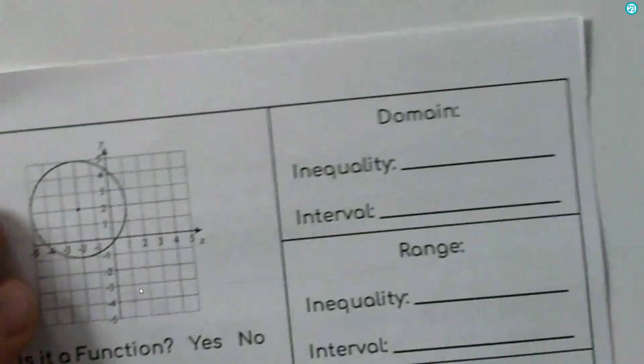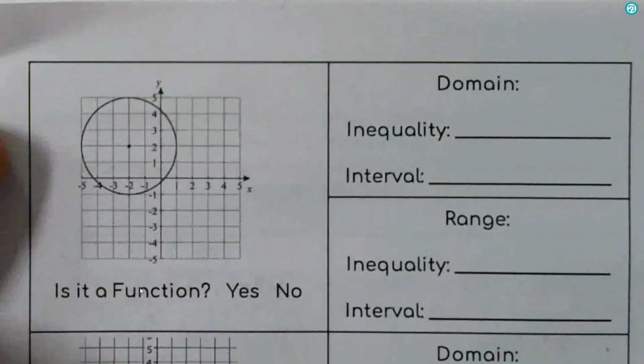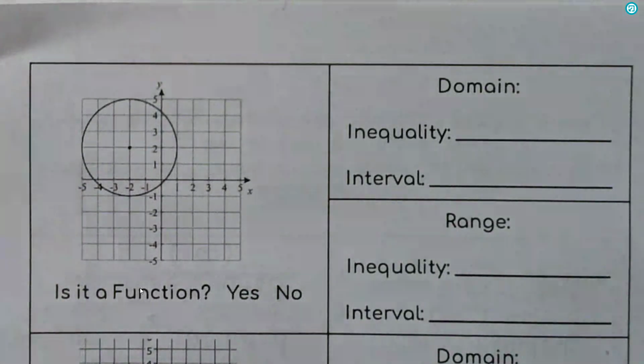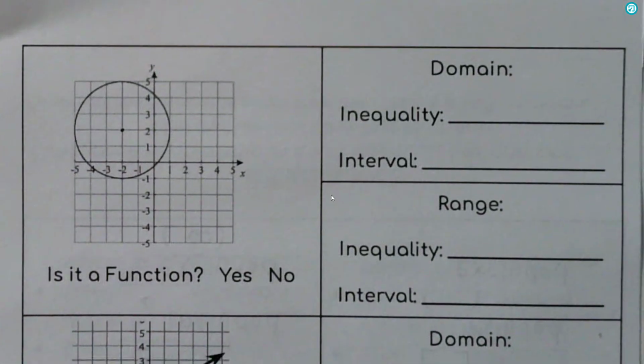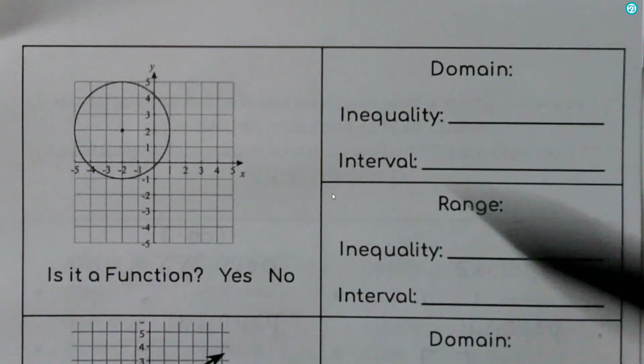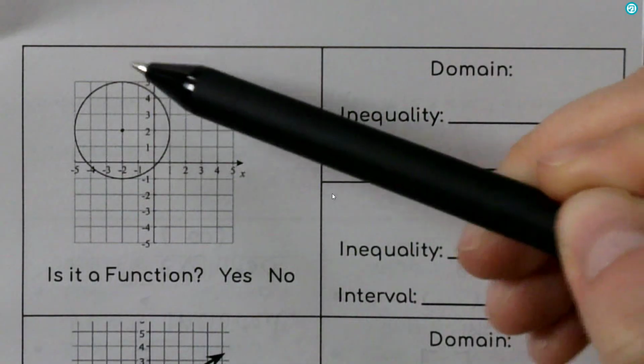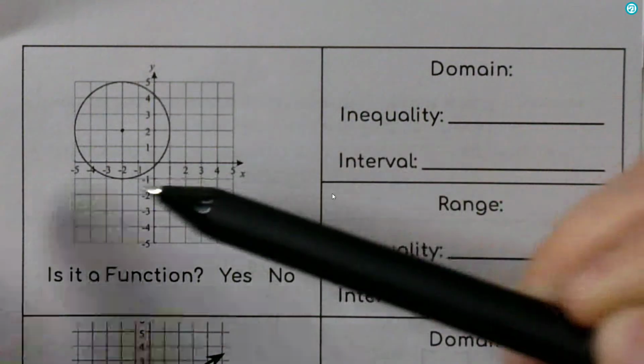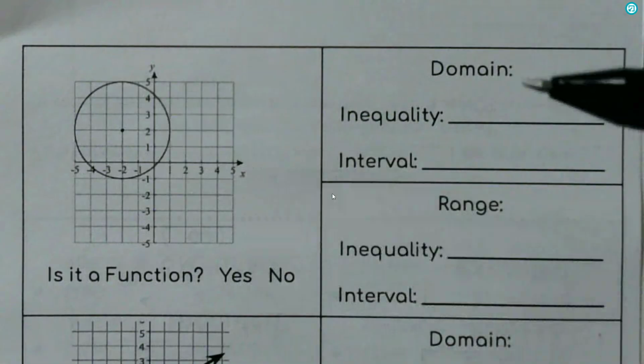Pay attention to the words I'm saying in addition to what I'm writing down, okay? And look and see what's happening. This is our graph. On this one, this graph is just this circle. So the coordinate plane is behind it, but this circle is the graph we are looking at.